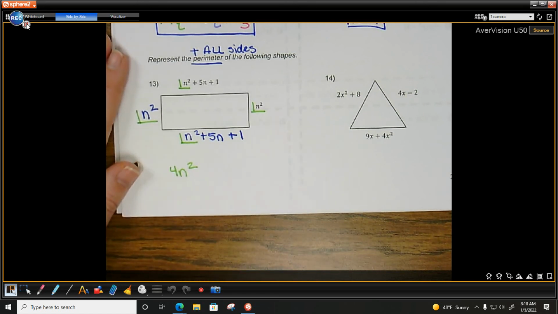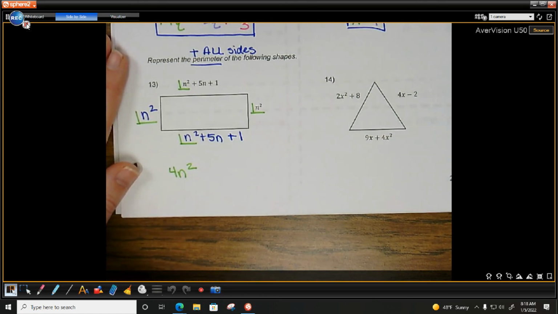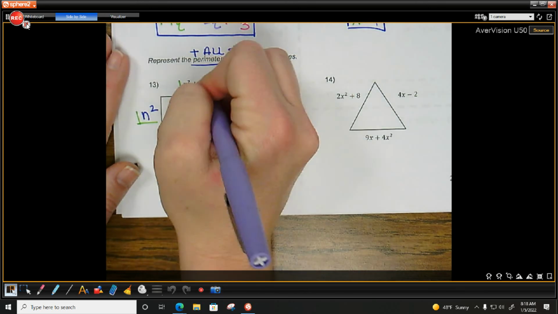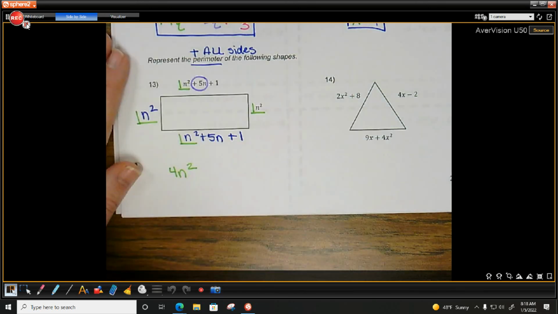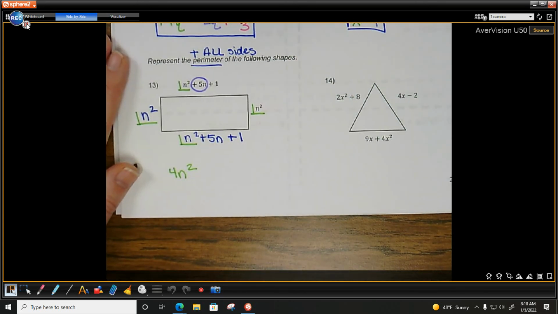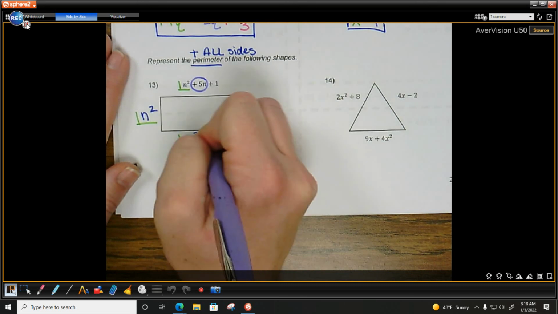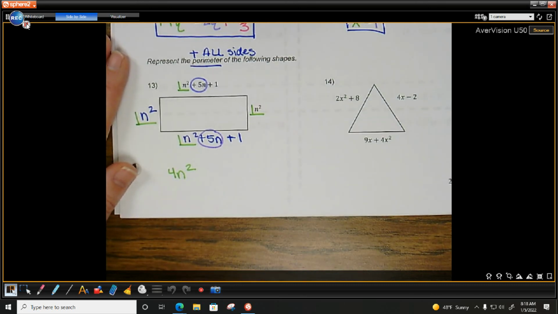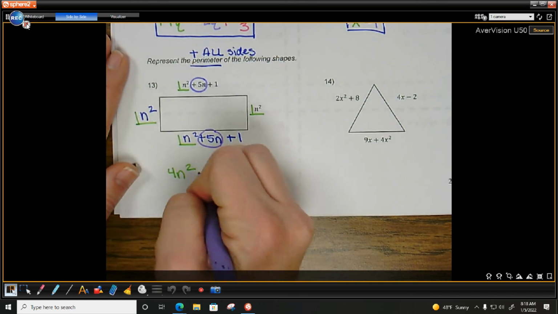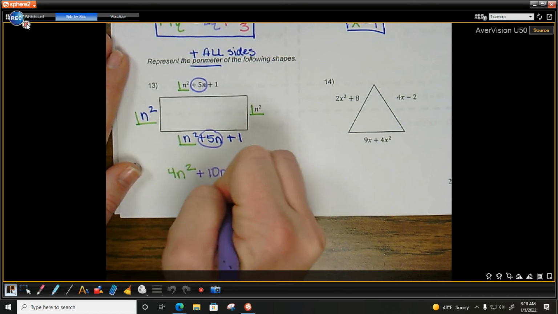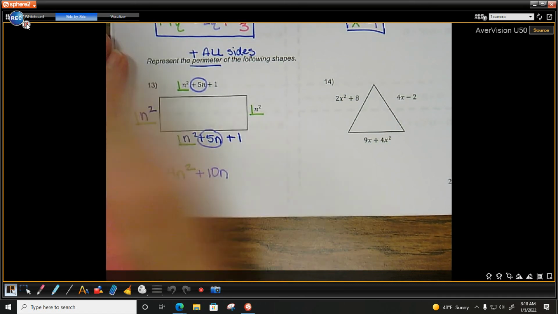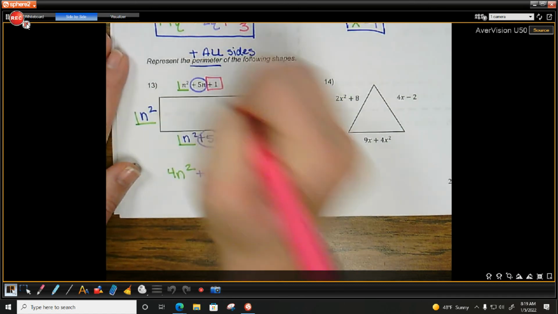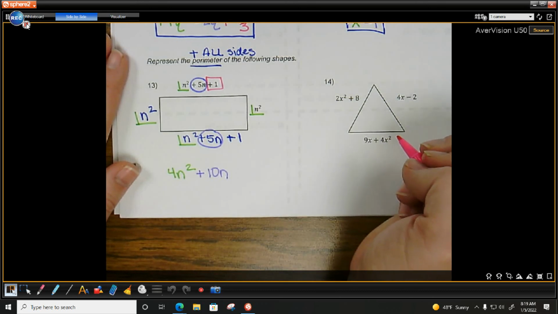Okay, now let's move on to our n's. I have a plus 5n. Do I have another n term? What is it? Plus 5n. Do I have another n term? No. So it's 5n plus 5n. So plus 10n, because remember you have to have a plus or minus to separate your terms. And then I have a plus 1. Do I have another constant? Plus 1. So what's 1 plus 1?